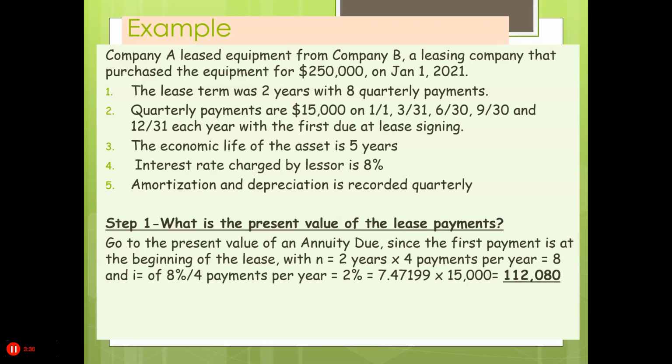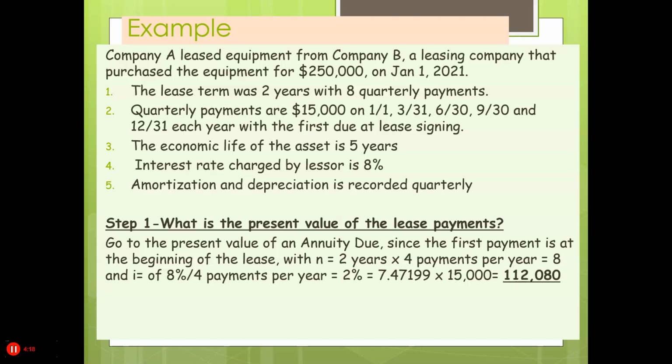So now, in this case, we have to figure out what N is. N would normally be 2 years, but since we're paying 4 times a year, N equals 8, because you take 2 times 4 payments a year. Now the interest: we have quarterly payments, so we take the 8% and divide by 4, which gives 2%. Then we go to our present value table of annuity due, and we get the factor 7.47199 times 15,000, which are the payments, and that gives us a present value of $112,080.